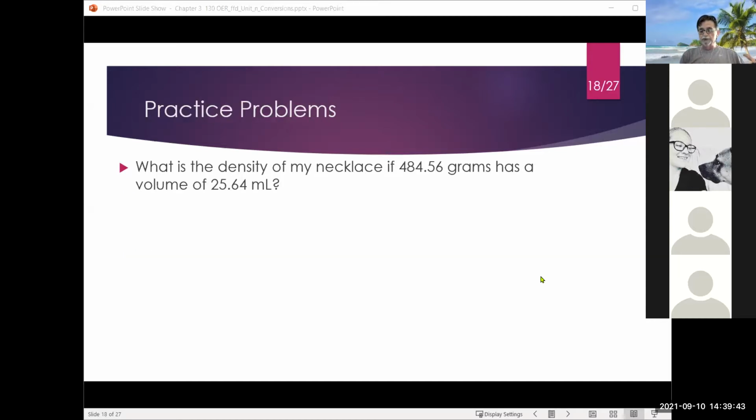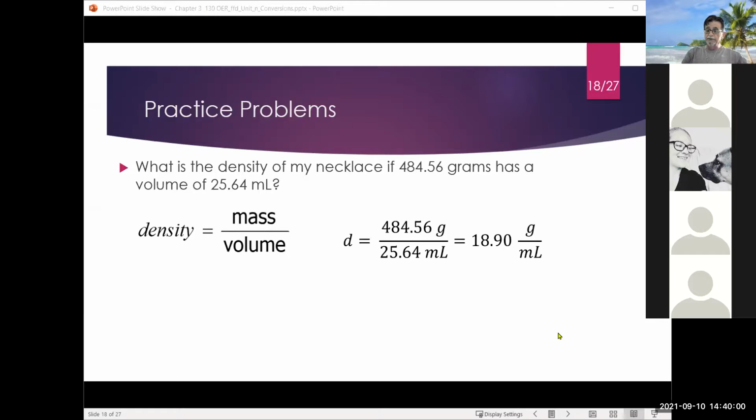Which one I utilize to do my calculations depends on the problem. Okay. For example, let's do a straightforward one. What is the density of a necklace that is 484.56 grams and has a volume of 25.64 milliliters? Simply put, you set it up, mass over volume, plug in the numbers, and do the math. Keep track of your sig figs. Numerator has 5 sig figs. Denominator has 4 sig figs. Our answer should have 4 sig figs, because the denominator is the least accurate.